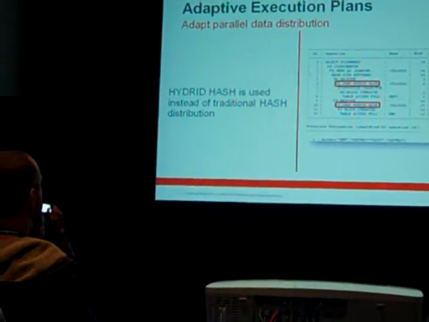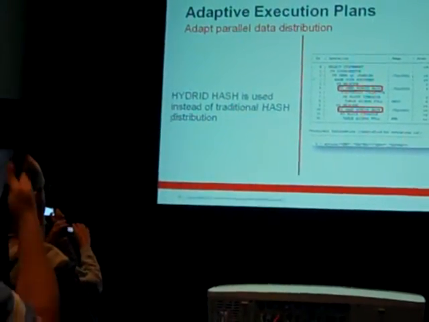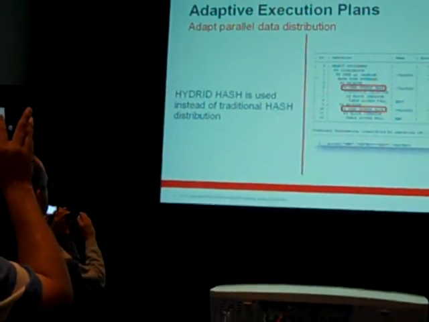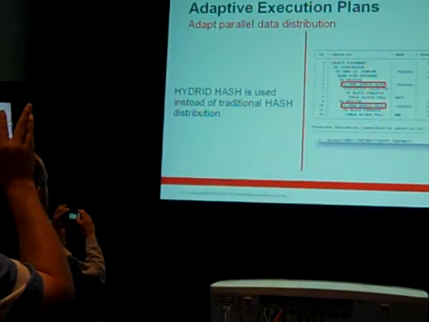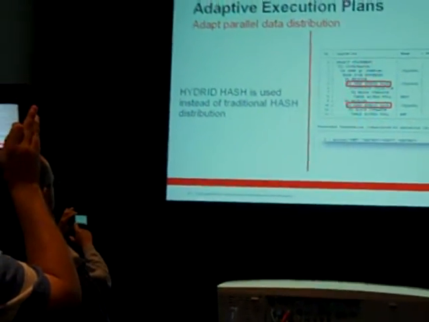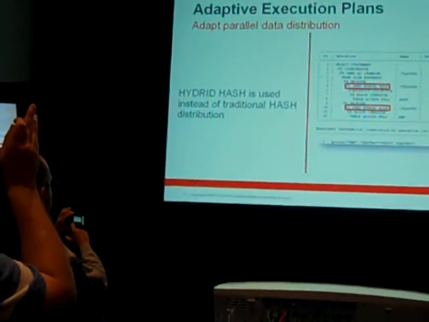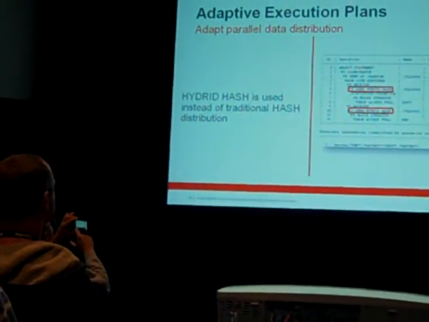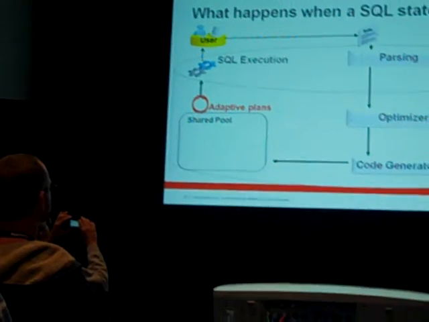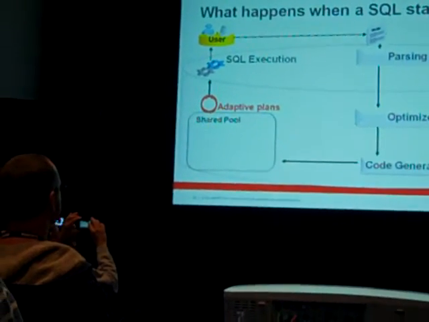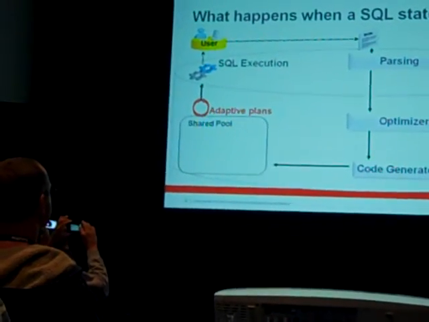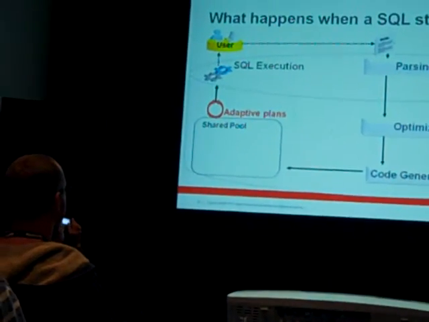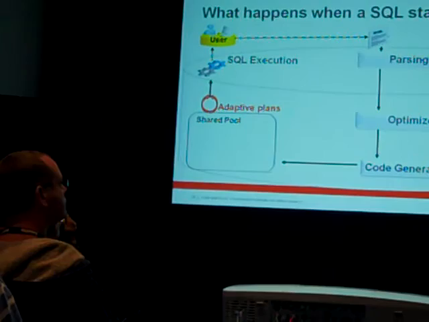How do I know in the plan if I'm going to be using this hybrid data distribution? That information is shown in the execution plan, both in the operations column and in the PQ distribution column. You'll be able to see hybrid hash being used. That's that new distribution method being used. Okay, so that sums up what is going to be done at execution time with adaptive execution plans. We may switch the join methods and we may switch the data distribution types.